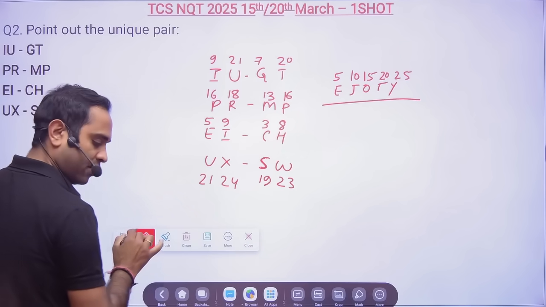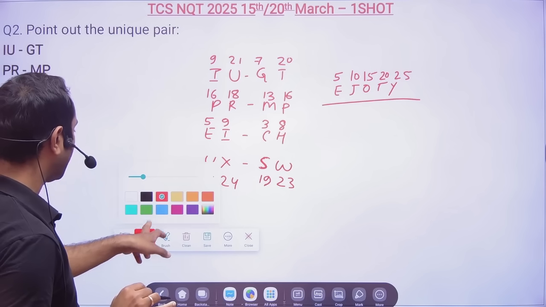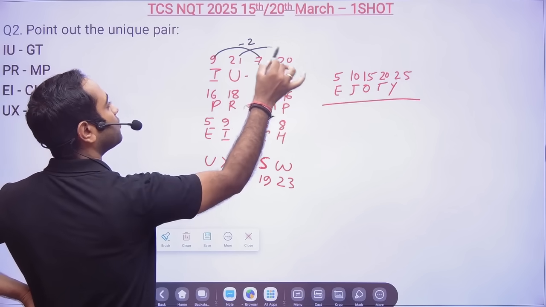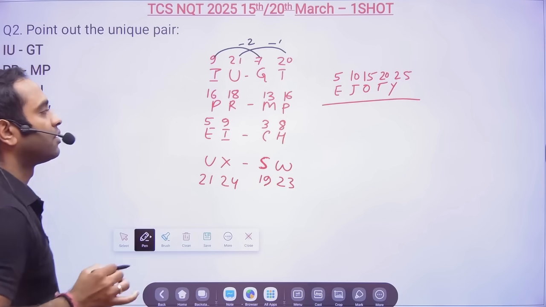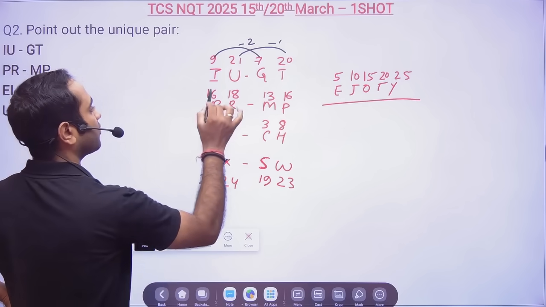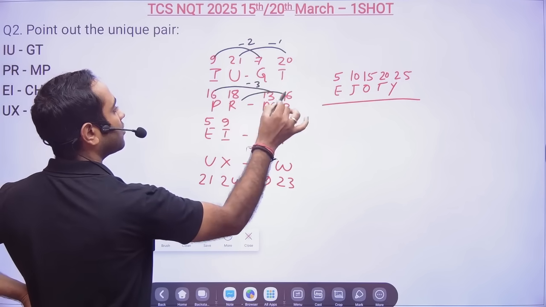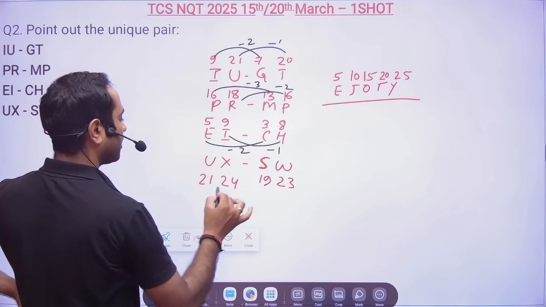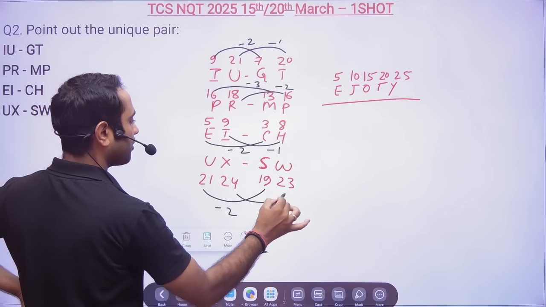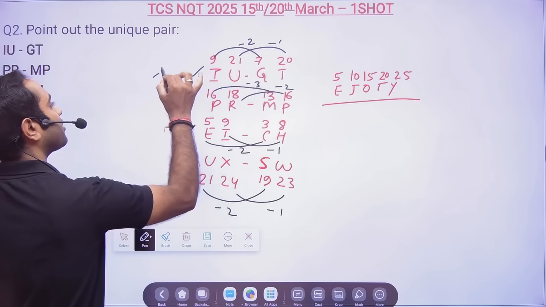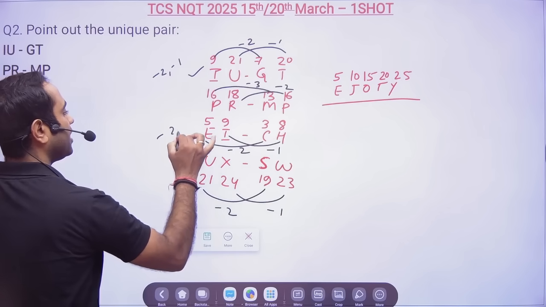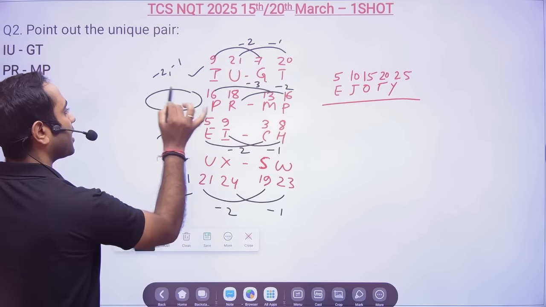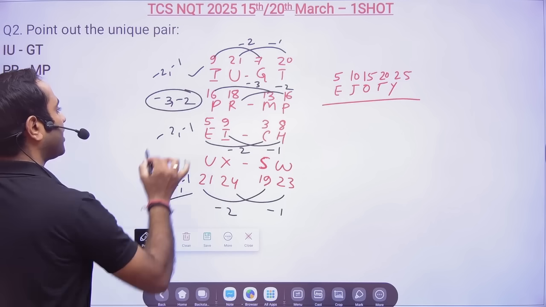Now, if you try to analyze a pattern between them, what you could see here is 9 minus 7 is minus 2, and 21 minus 1 is 20. So minus 2, minus 1. Then here minus 3, minus 2. Here minus 2 and here minus 1. Here minus 2 and here minus 1. So here we have a minus 2, minus 1 pattern. Here also we have a minus 2, minus 1 pattern. Here we have a minus 2, minus 1 pattern, but at this place we have a minus 3, minus 2 pattern.